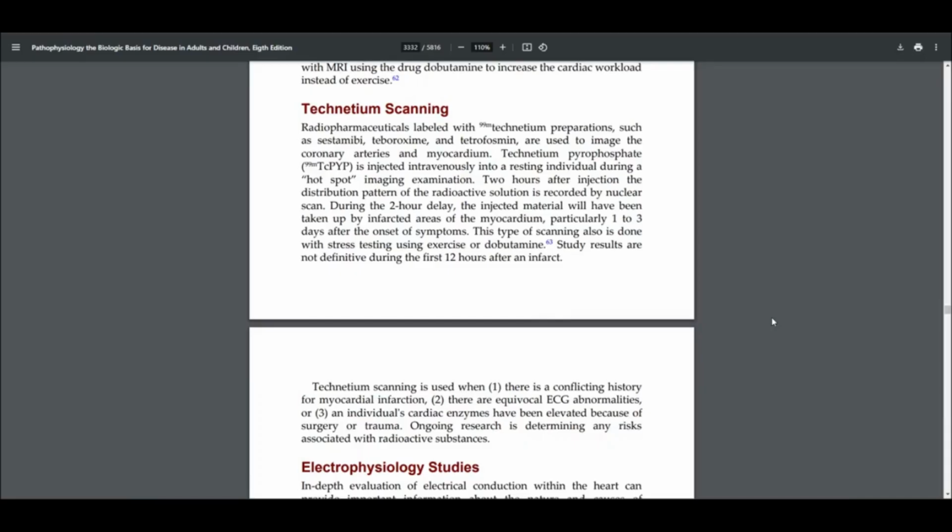particularly 1 to 3 days after the onset of symptoms. This type of scanning also is done with stress testing using exercise and dobutamine. Study results are not definitive during the 12 hours after an infarct.